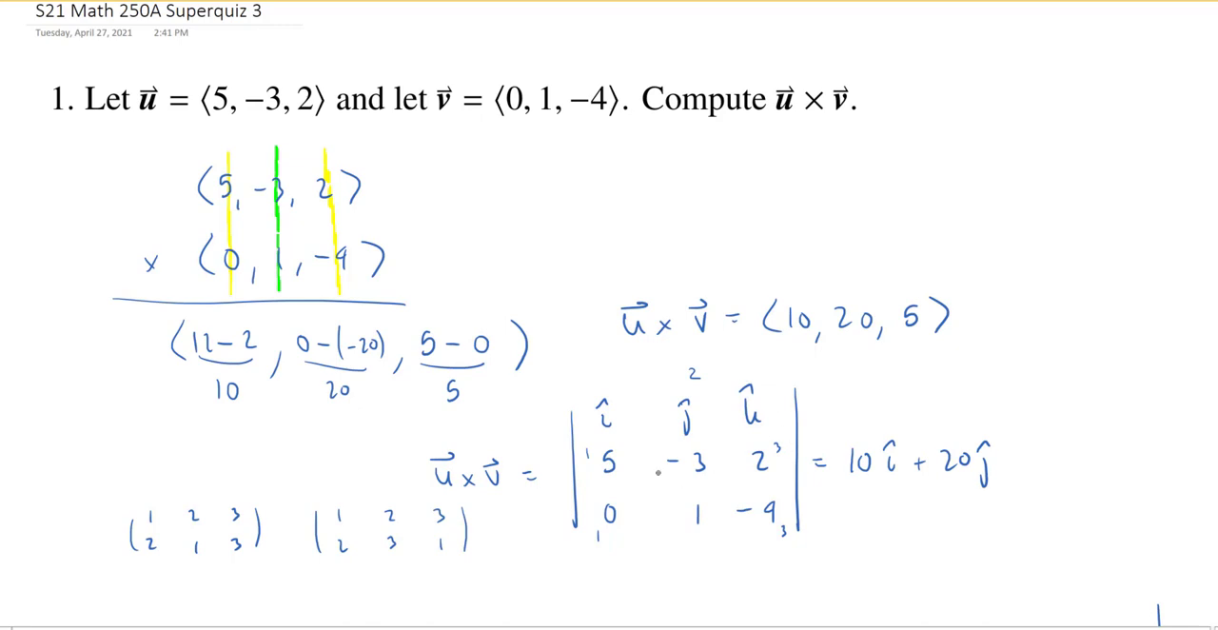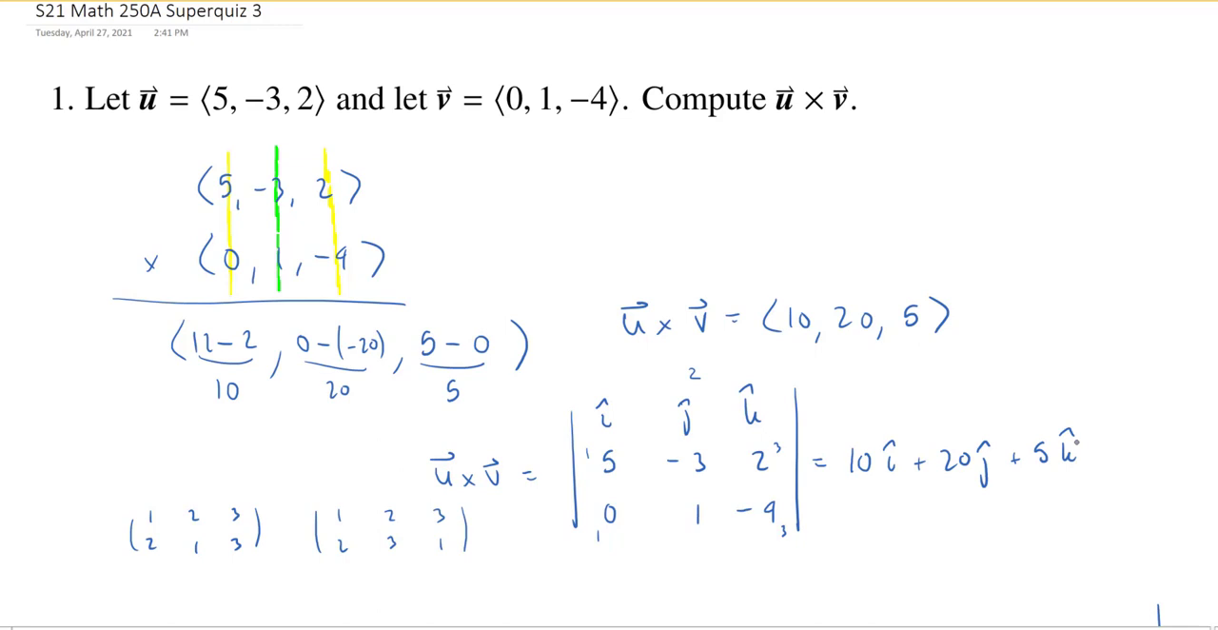And then to get the k, do the same thing. You can go 5, 1 here, and that would give you the positive version, or you can go backward, and that'll give you a negative version. So we have 5 minus 0 is 5. So 5k.